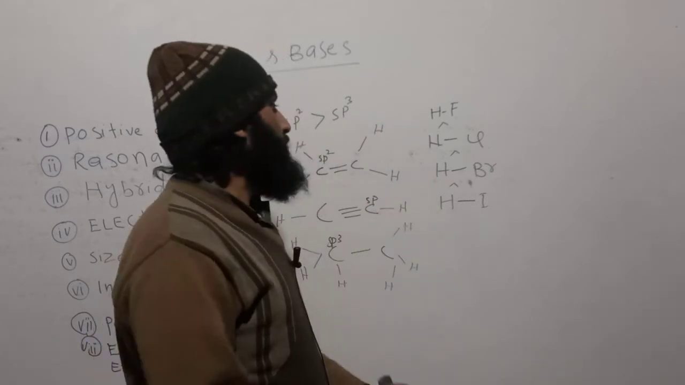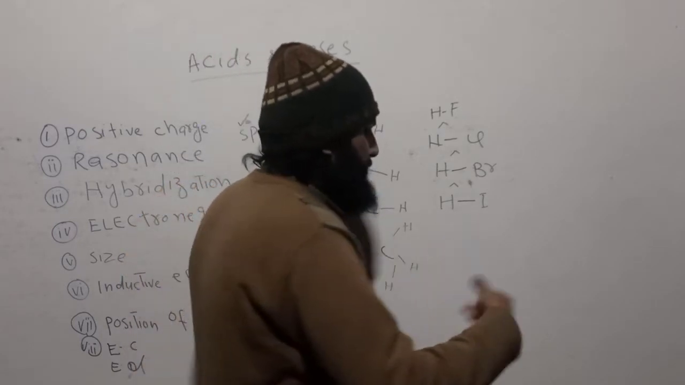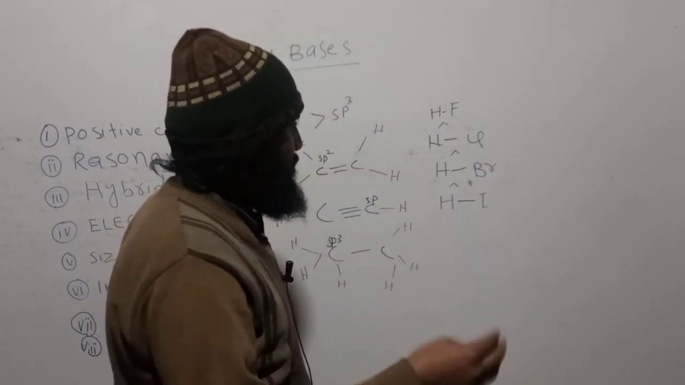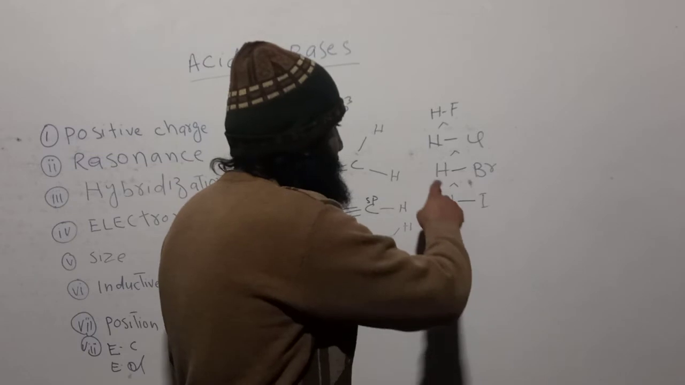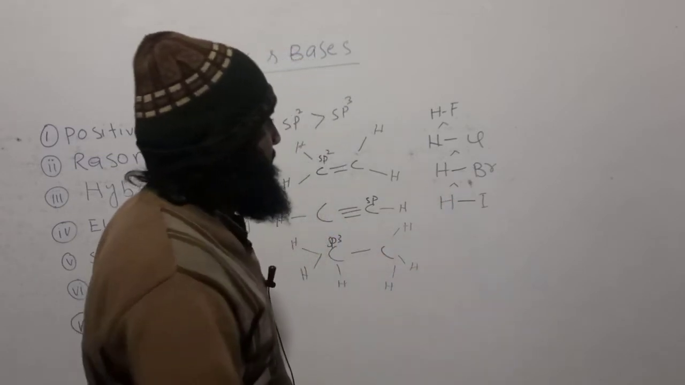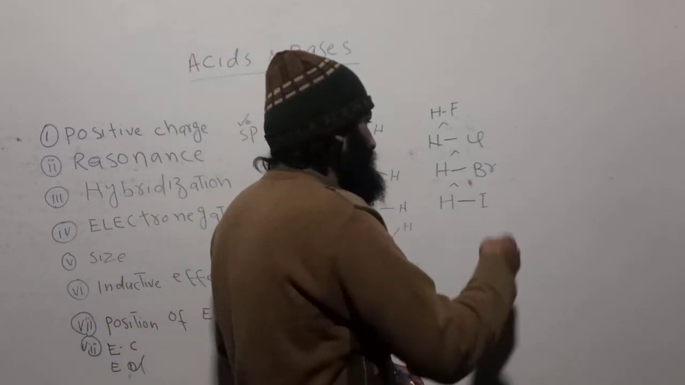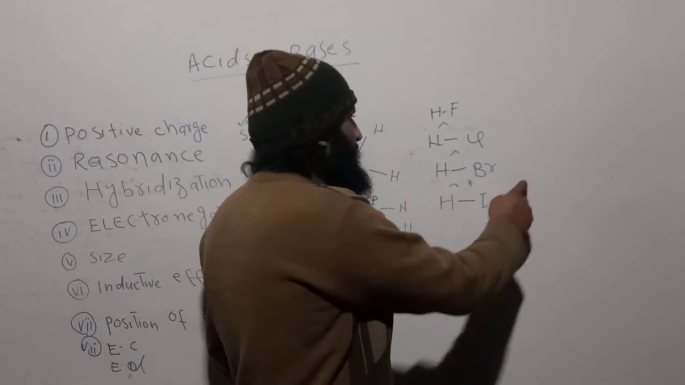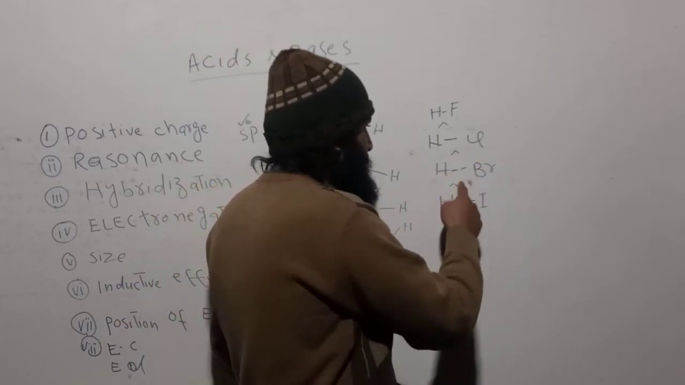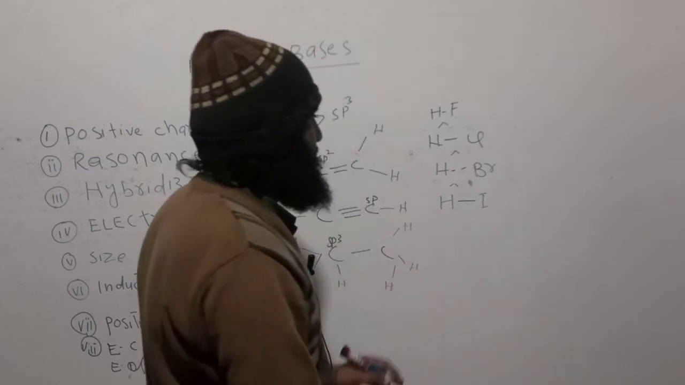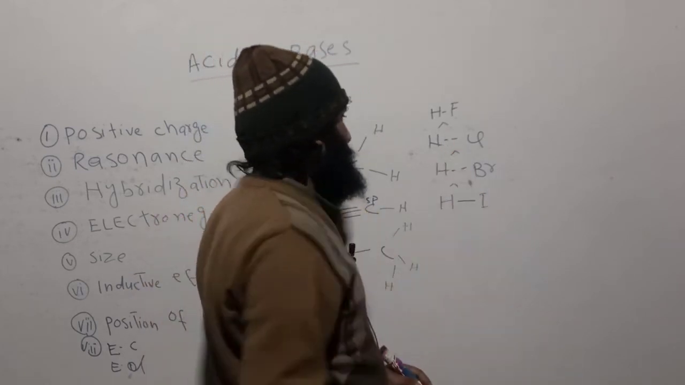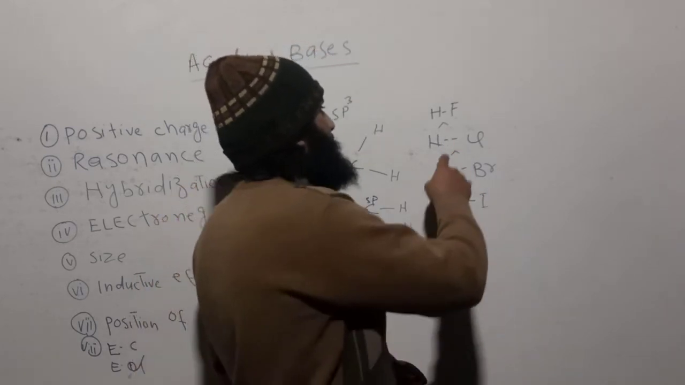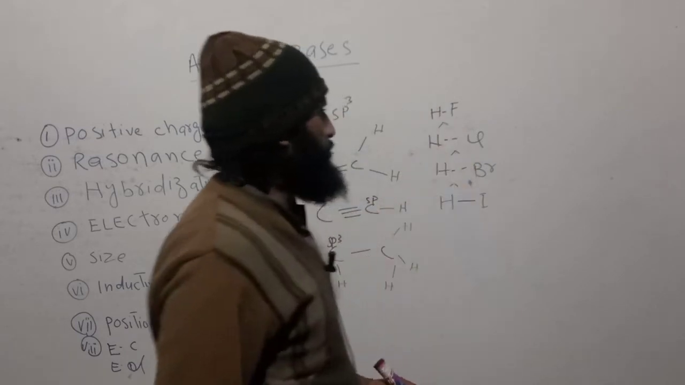Clear? So the bond of HI will break easily as compared to HBr. Clear? So it means the HI bond can easily be broken down, so it is more acidic than HBr. The bond of HBr can easily be broken down as compared to HCl, and the bond of HCl can easily be broken down as compared to HF.